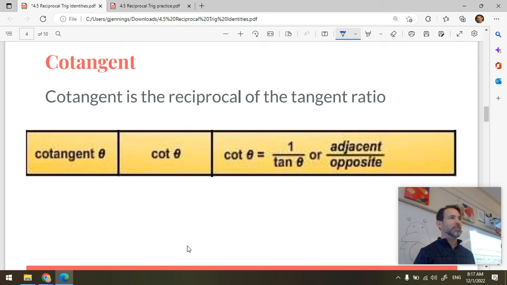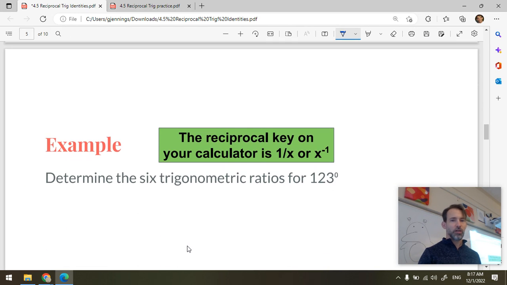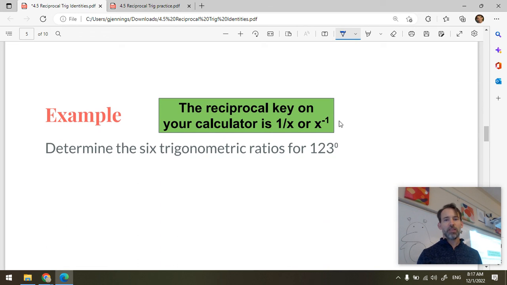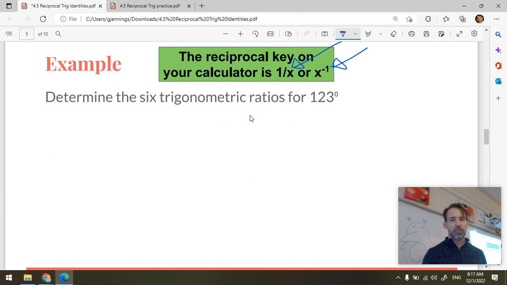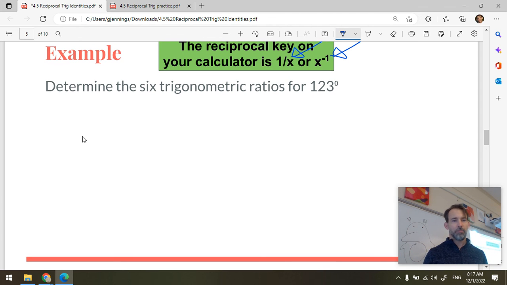So cotangent is adjacent over opposite instead of tangent is opposite over adjacent. Pretty straightforward. Maybe you have the 1 over x key on your calculator, or you have this key on your calculator. Either one will give you inverse ratios. Now, I'm not particularly interested in this problem here, but you could try it. If you have some trouble remembering, cotangent goes with tangent, that one's pretty easy to remember, because they both have the word tangent in them. But then cosecant goes with sine, and secant goes with cosine.